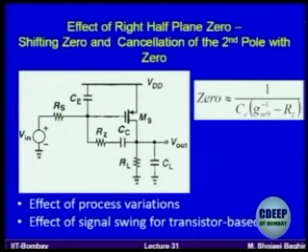But one thing you can look at is the ratio of the zero and the dominant pole, the ratio of the zero and the non-dominant pole. The non-dominant pole is important for us. How the ratio of these two is changing with the process is also an interesting question.